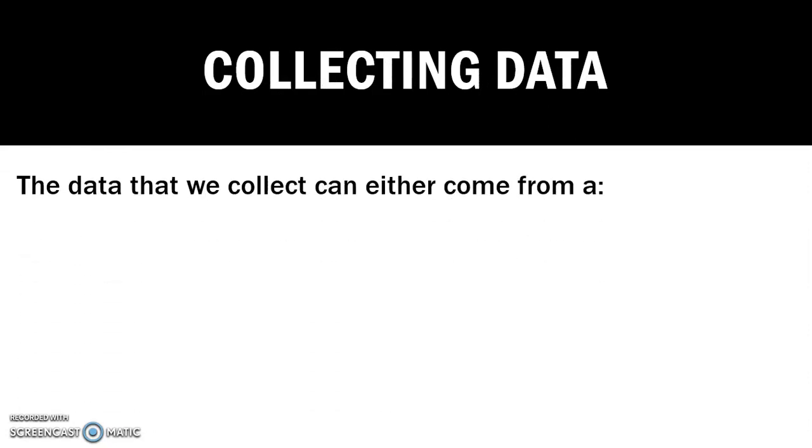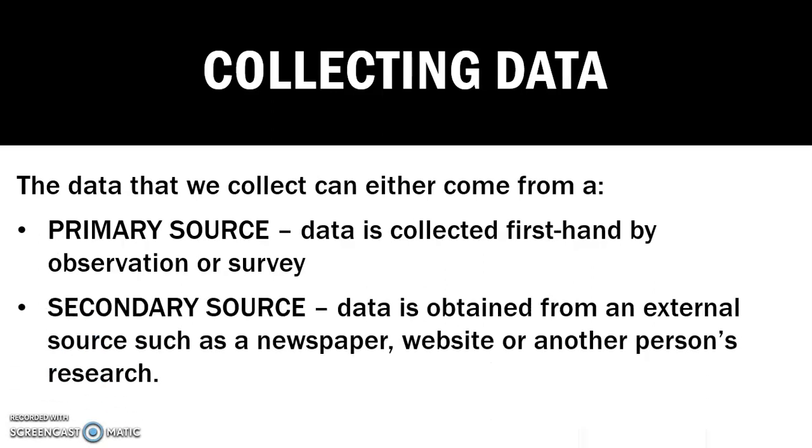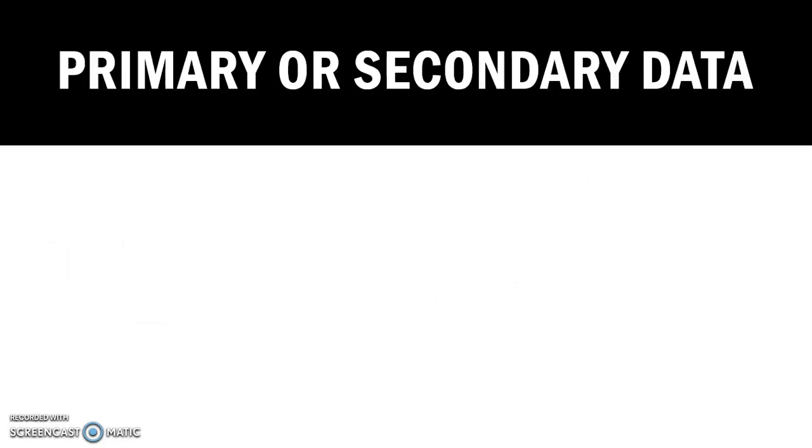Okay, let's have a little look at collecting data. So the data we can collect can either come from a primary source, so data is collected firsthand by observation or survey, or a secondary source, so data is obtained from an external source, such as a newspaper, website, or another person's research. So you would have looked at primary sources and secondary sources in history.